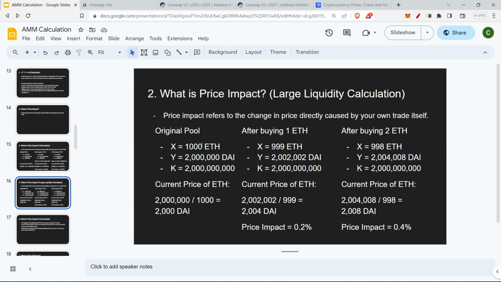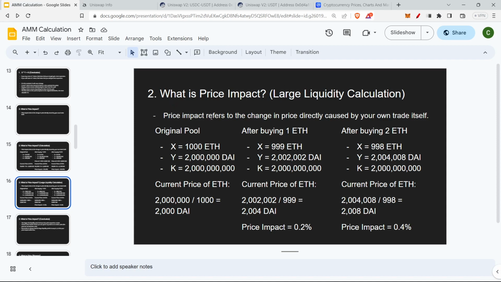Now you have 1000 ETH in the pool and 2 million DAI in the pool. One ETH is still worth 2000 DAI, but now this pool has 4 million liquidity. If you buy one ETH, you subtract 1 from 1000 and you will move the price by only 0.2%. So now after you bought one ETH, the price will become 2004. And if you bought 2 ETH, the price will become 2008.